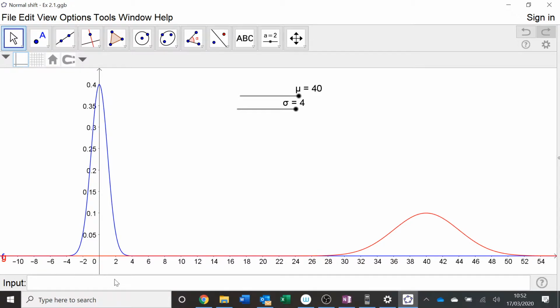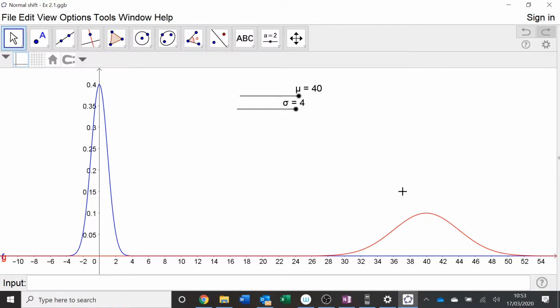So on the left-hand side here, this is an example. This is the standard normal distribution. It has a mu of 0 and a sigma of 1. On the right-hand side, here's some other normal distribution, which I have got as mu of 40 and sigma of 4. So we can see the middle of it is at 40 rather than 0, and it's wider because the standard deviation is 4 rather than 1.